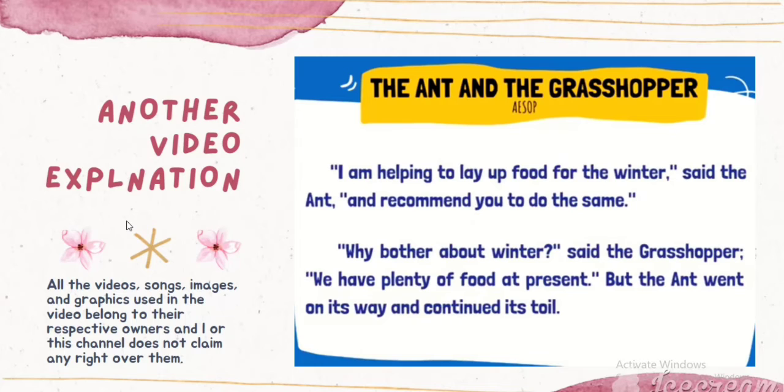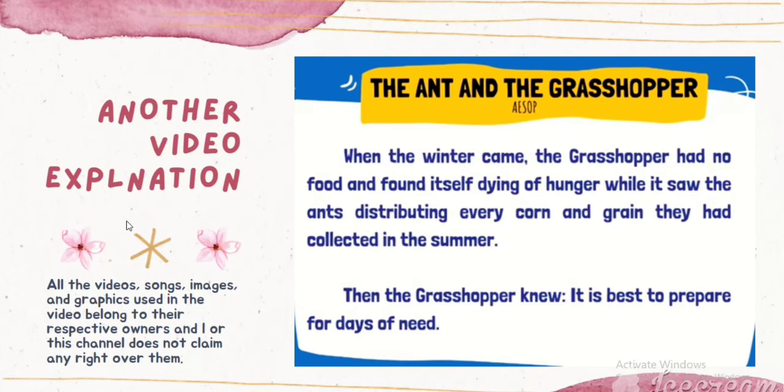"Why bother about winter?" said the grasshopper. "We have plenty of food at present." But the ant went on its way and continued its toil. When the winter came, the grasshopper had no food and found itself dying of hunger, while it saw the ants distributing every corn and grain they had collected in the summer. Then the grasshopper knew it is best to prepare for days of need.